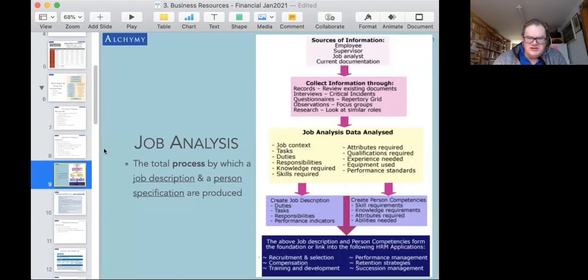Actually, I'll tell you what, we'll look at an example in a second. We'll look at job analysis. It's this process we go through to arrive at a job description and a person specification. And if you think about it, here's the process. We know there's lots of different sources of information. Other employees, an employee we're replacing, for example.